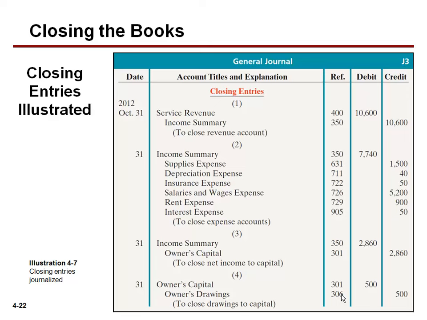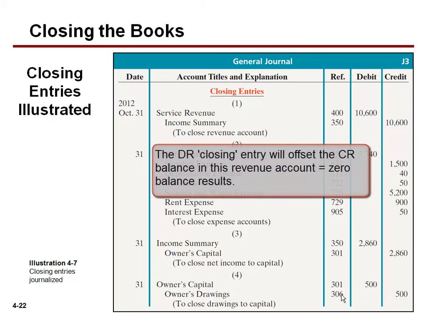So back at the adjusted trial balance, we had a total of $10,600 as a credit balance in service revenue. So we make the opposite entry and debit that account and make a credit entry to our income summary account, which is a temporary account. This has the effect of closing out the revenue account when we post that $10,600 debit into the service revenue ledger account.